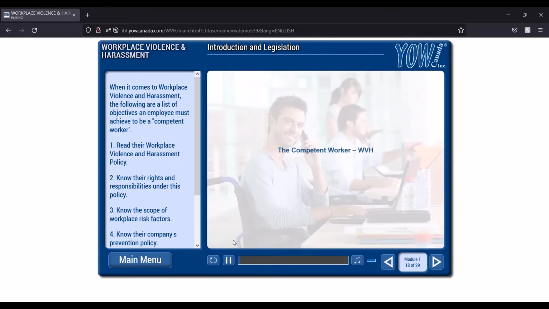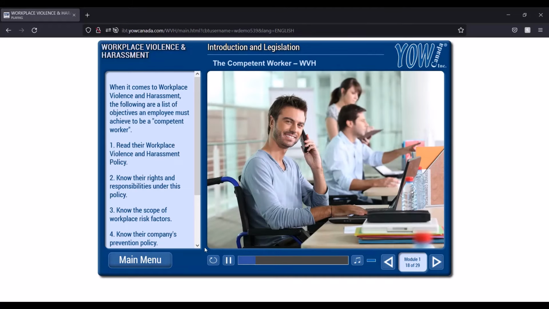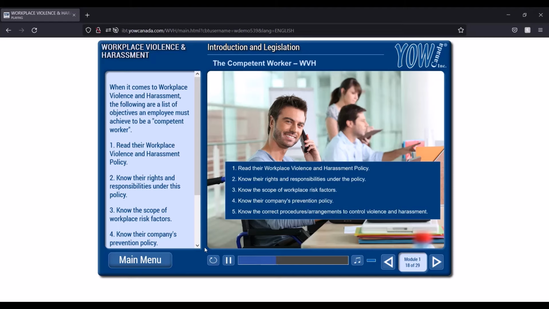The competent worker. Workplace violence and harassment. When it comes to WVH, the following are a list of objectives an employee must achieve to be a competent worker. 1. Read their workplace violence and harassment policy. 2. Know their rights and responsibilities under this policy.